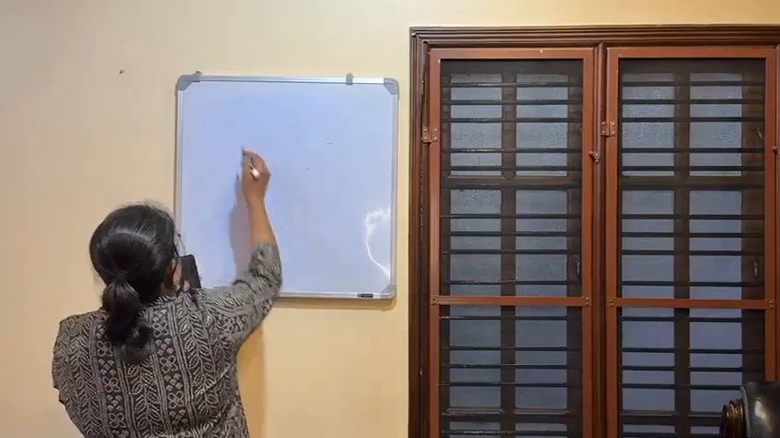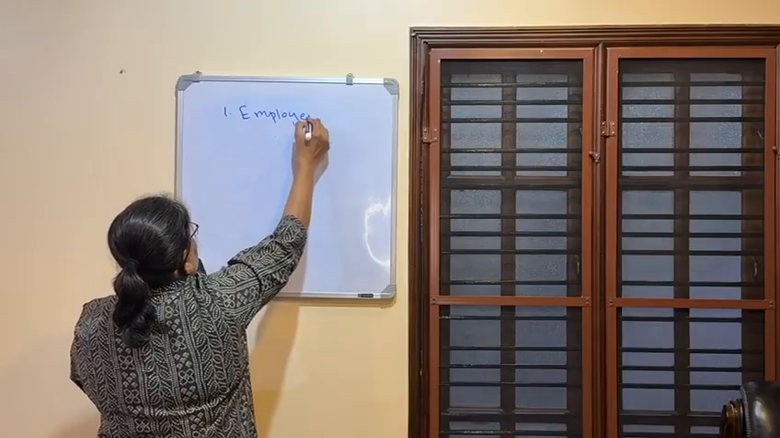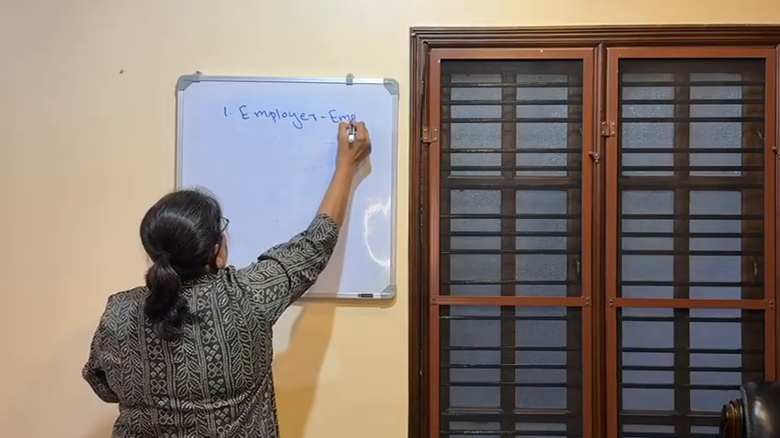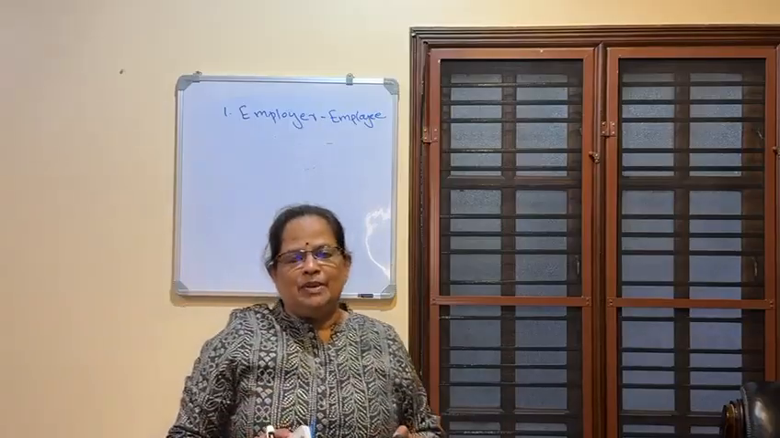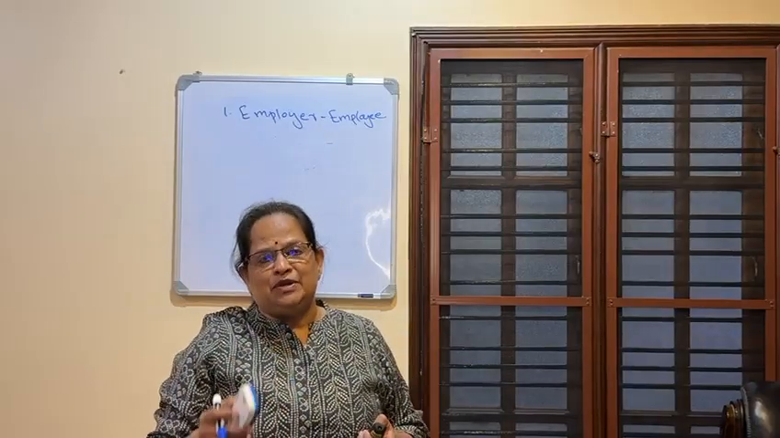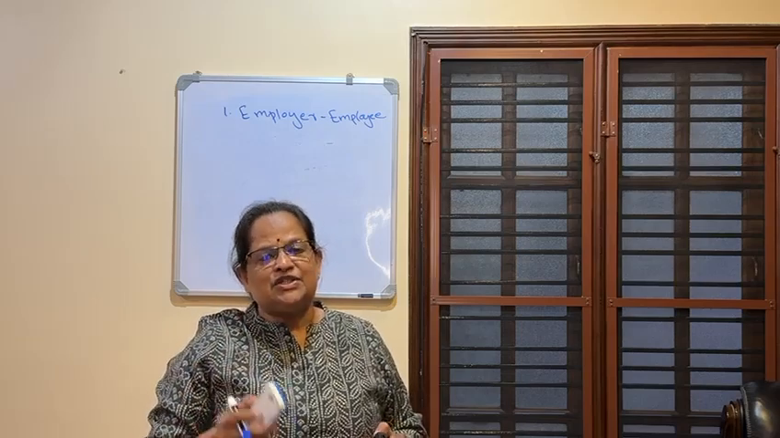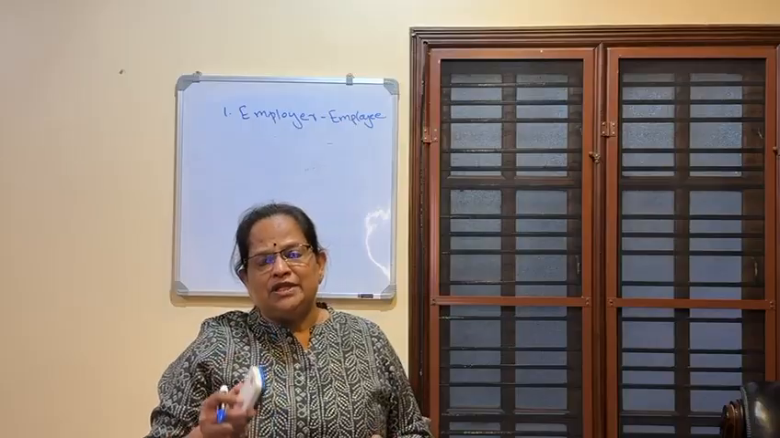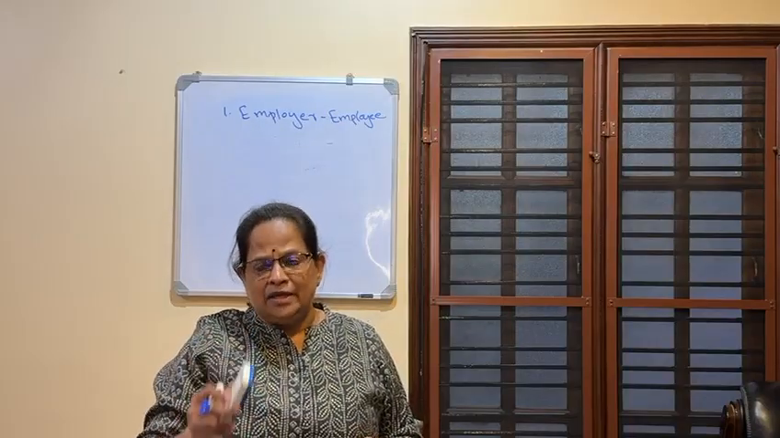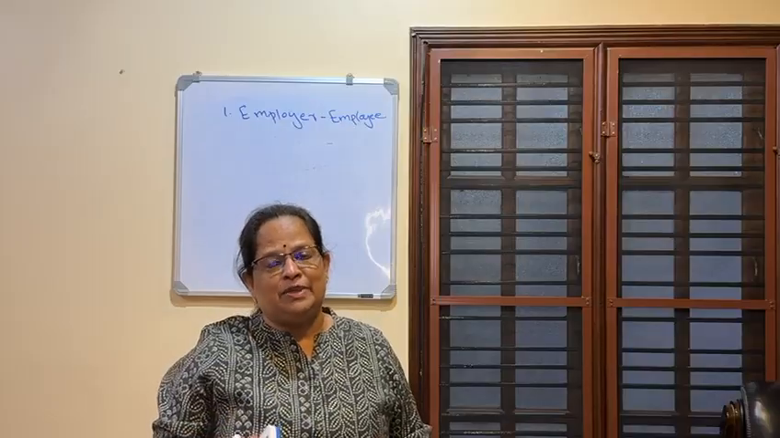First point is relationship of employer and employee. This is very important. When you take up a job, you sign an agreement, a work contract. That is the master-servant agreement relationship. That is very important to tax this income under the head salary. So the employer-employee relationship should be there.